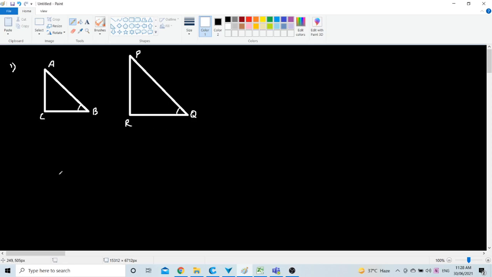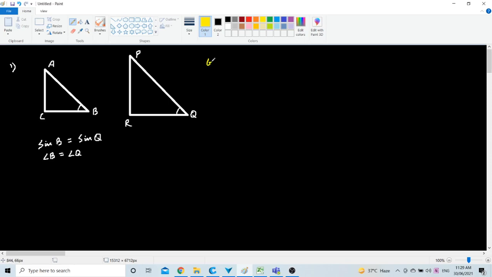Alright, and it is given to me that sine B equals sine Q, and we have to prove that angle B equals angle Q. Now let me show you how we can write this in your examination and how we can proceed to prove this.